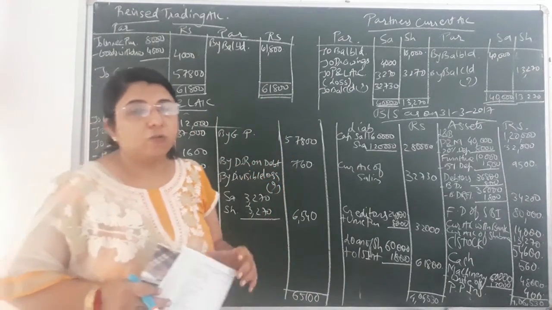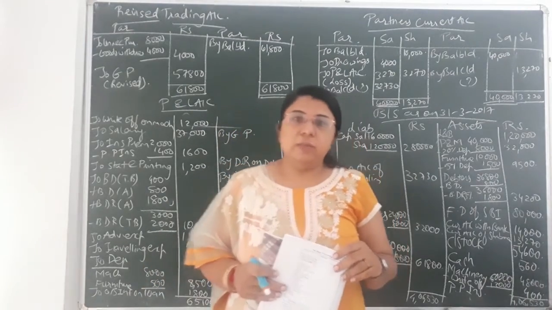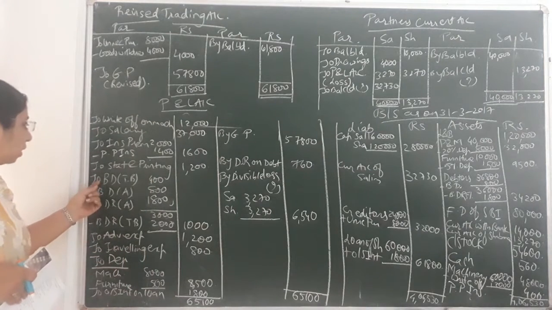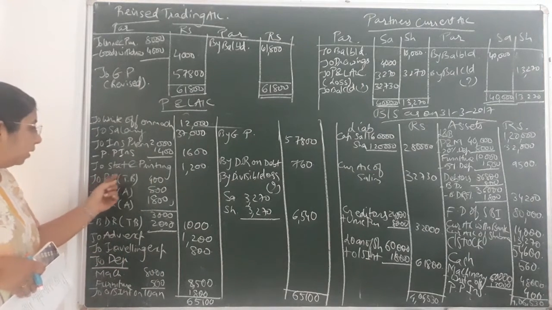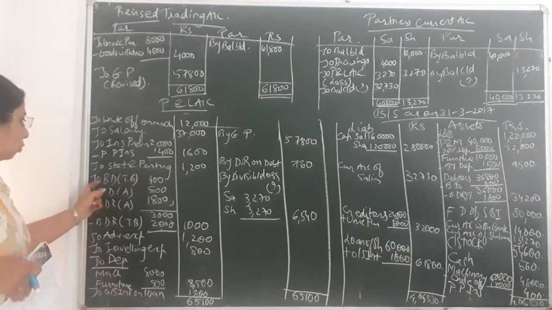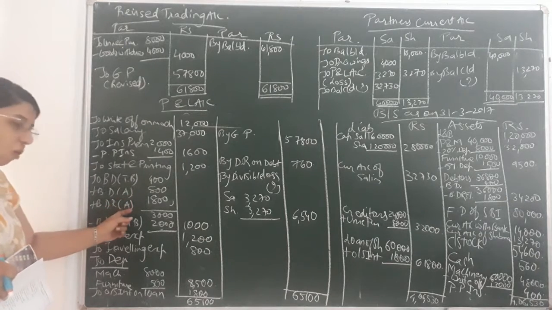Bad debts will always have a debit balance, and bad debt reserve will always have a credit balance. Now students, already we discussed the format of bad debts on the debit side of P&L account. Again revising, that is bad debts of trial balance. TB means trial balance, A means adjustment. Bad debts of trial balance plus bad debts of adjustment plus bad debt reserve of adjustment.